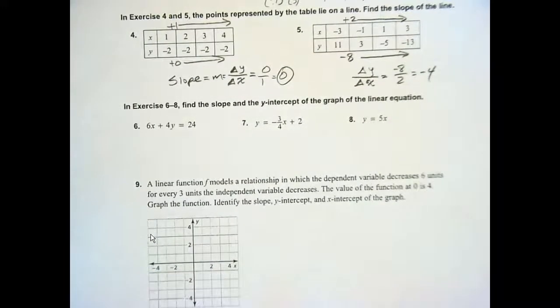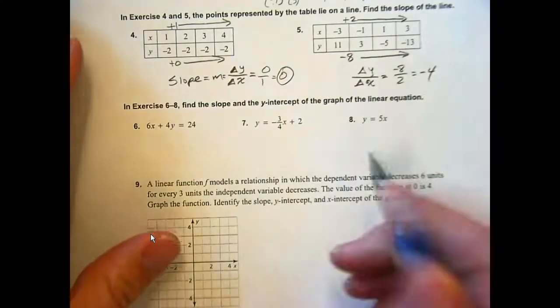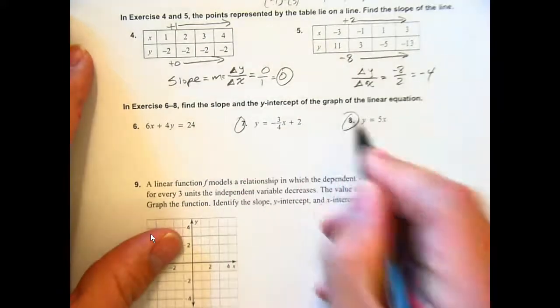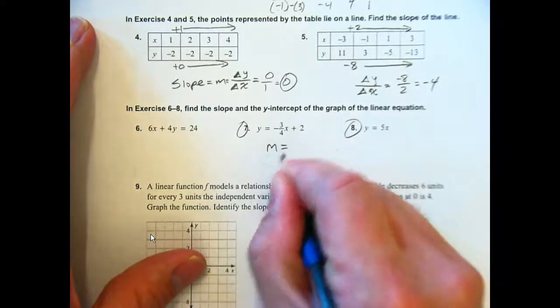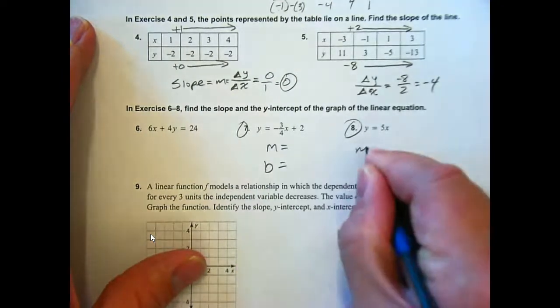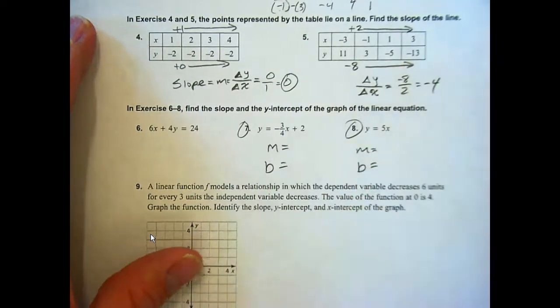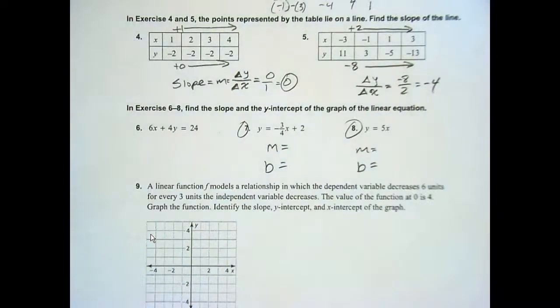Last piece. I want you to focus in on 7 and 8 first. On your own, write what M is and write what B is. 7 and 8. Okay, 7 and 8. What's the other letter that we're trying to figure out? I got M. Was it B?